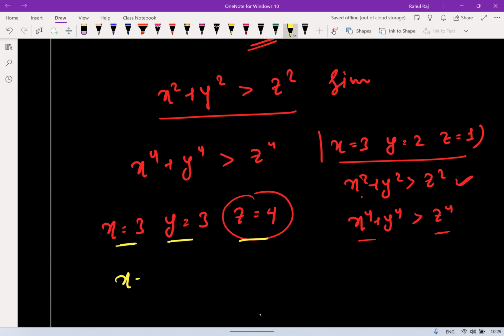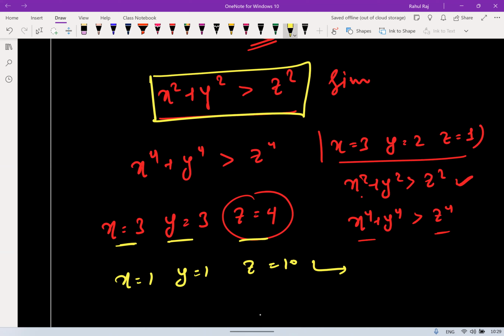A lot of people take, say, x is equal to 1, y is equal to 1, z is equal to 10. Now, obviously, 1 square plus 1 square is not greater than 10, agreed? But can you take this value, Alexa? This is my question. No, because it won't satisfy the equation that is given to us. A lot of people take these values based on their own convenience and they end up getting the right answer, but only for this question. Other questions they'll flunk for sure.